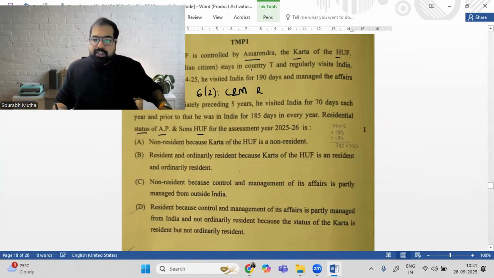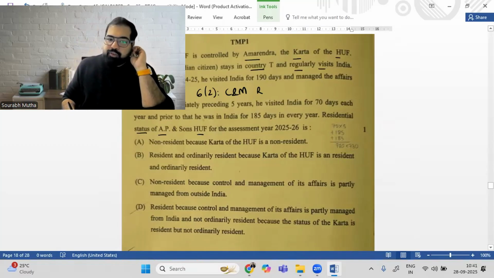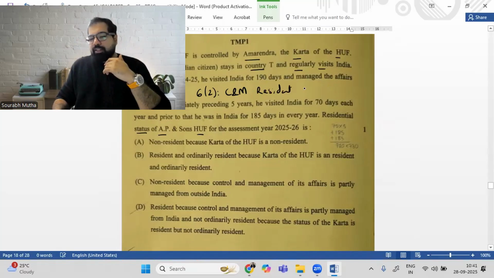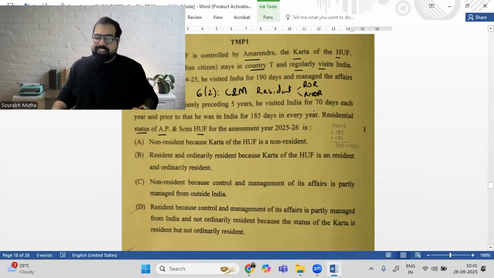Amrendra is an Indian citizen, stays in country T and regularly visits India. During the financial year 24-25, he visited India for 190 days and managed the affairs of the HUF. So he stayed 190 days in India and managed the affairs. So the HUF is a resident. But now what kind of resident? Is it ROR or is it RNOR? That depends upon the Karta and two additional conditions. Let's see the additional conditions.